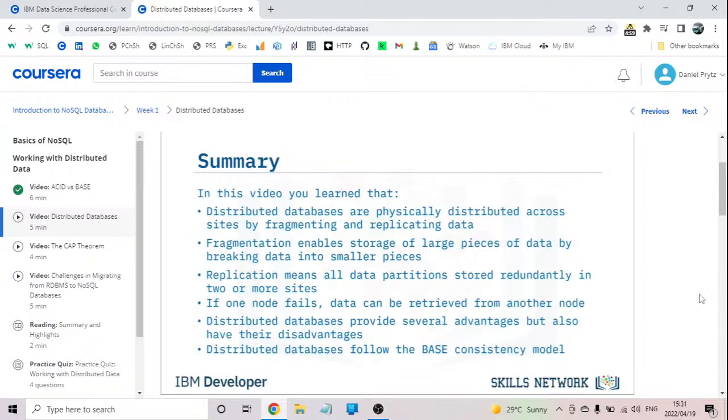So I guess availability, scalability, and what was the other one? Yeah, availability, scalability, reliability, you could say. Simplicity, maybe. But definitely one of the disadvantages is consistency. Distributed databases follow the BASE consistency model, and that basically means eventually the data gets consistent.